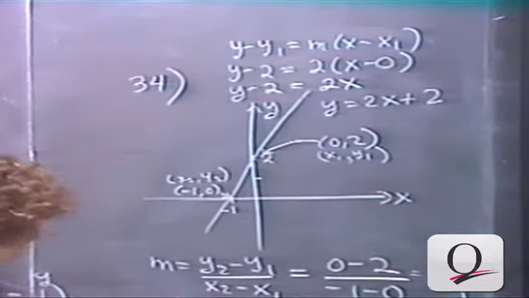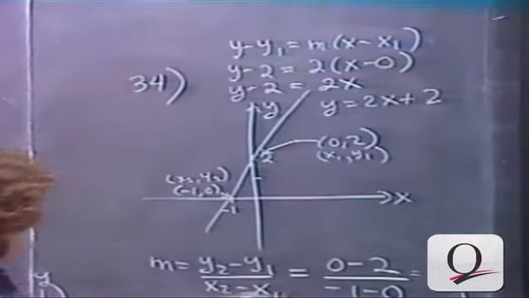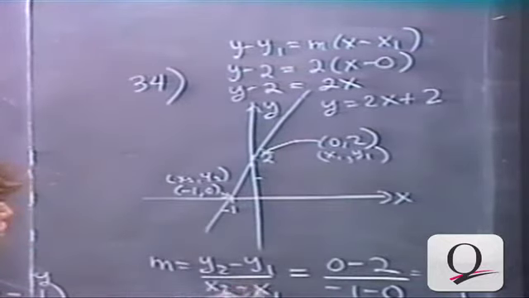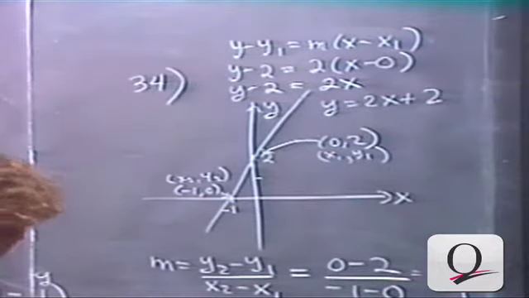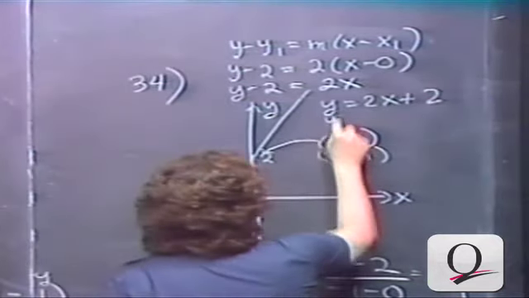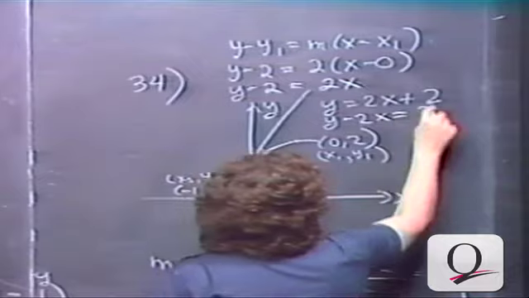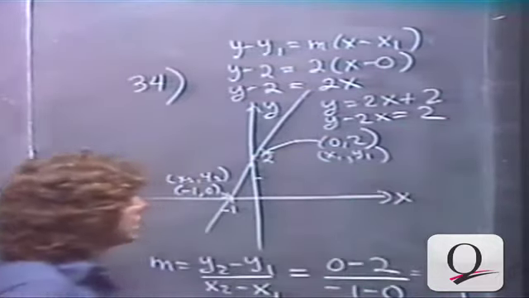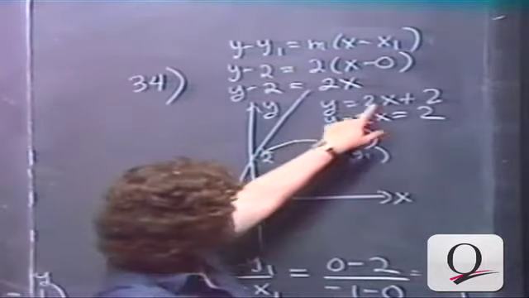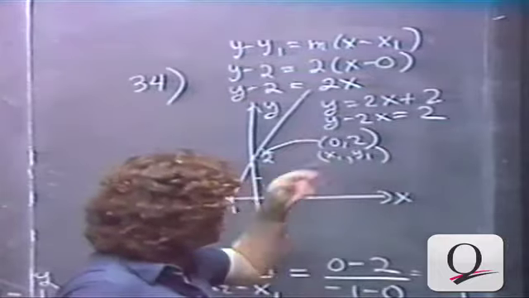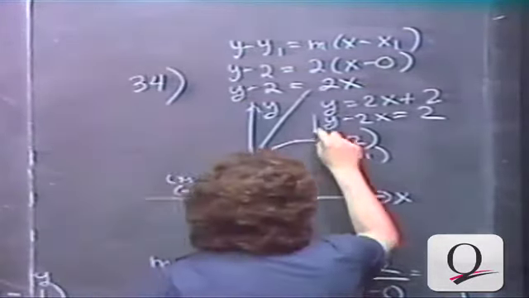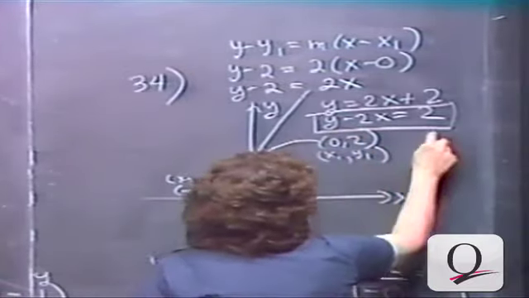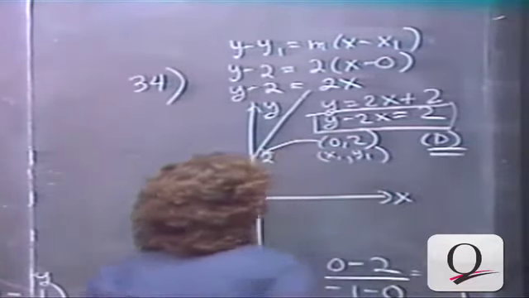And now let's look at the various answers that we get on the test. Y equals 2x plus 2 is not one of the choices. However, y minus 2x equals 2 is one of the choices, and of course that's equivalent to this one. If we subtract 2x from both sides of the equation, we get y minus 2x equals 2, and that is choice D.